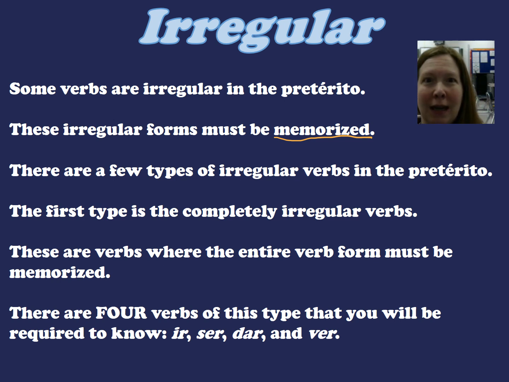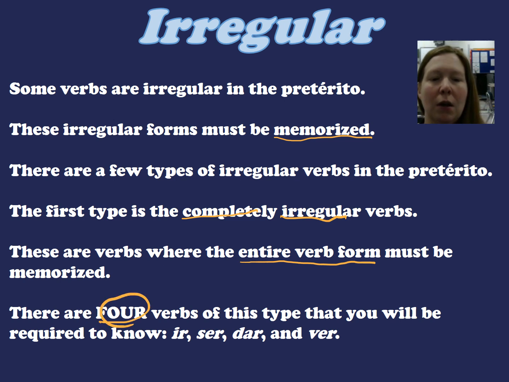We already did one type. That's those verbs that are completely irregular. Completely irregular simply means that you don't have any other option than to memorize them. You have the entire verb form that has to be memorized because it's not going to follow any pattern. There are 4 verbs of this type that you are going to have to know: ir, ser, dar, and ver. And the good news is that even though you do have to memorize all of the verb forms, remember that you can memorize them in pairs.